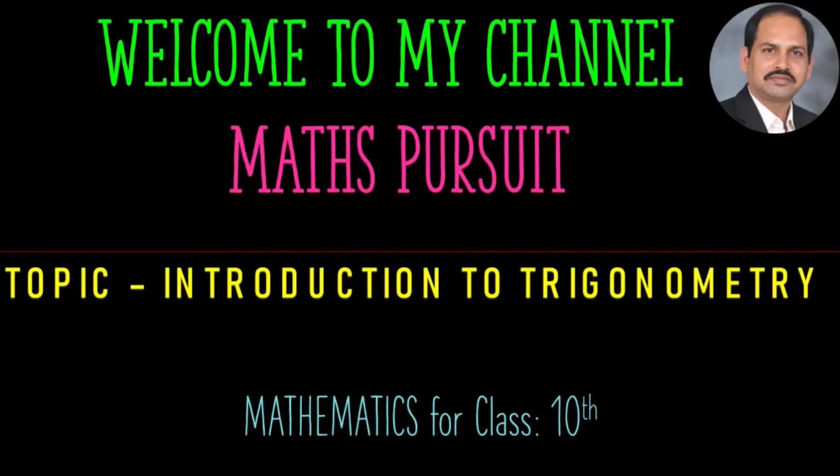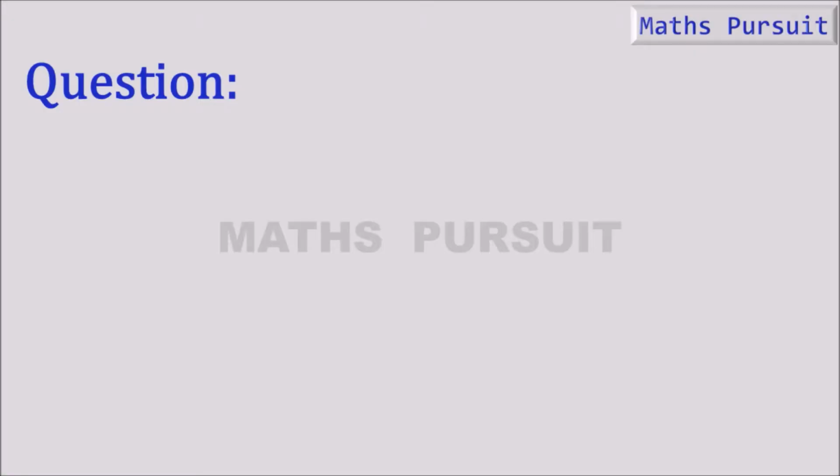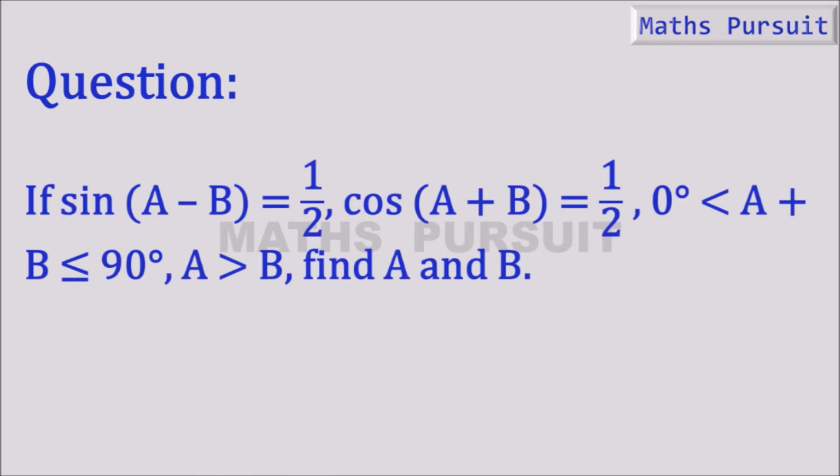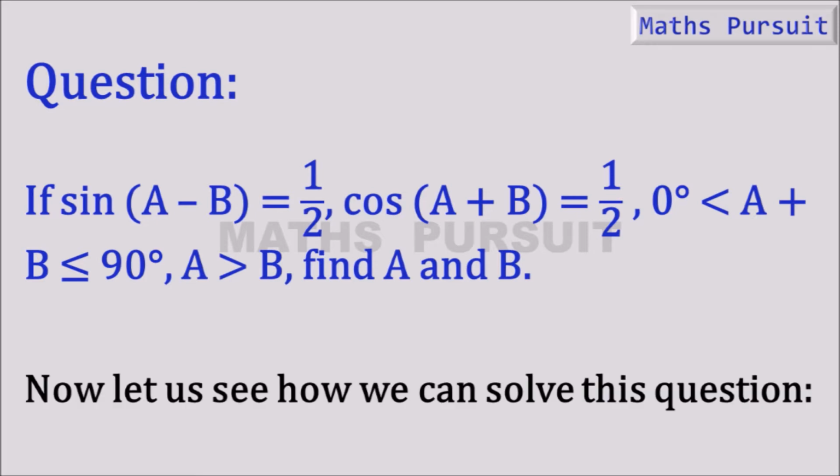Today under the topic Introduction to Trigonometry, let's see what exactly we have in the question. It is given that if sin(A − B) is equal to 1/2, cos(A + B) is equal to 1/2, where 0 degree is less than A + B less than or equal to 90 degree, A is greater than B, find A and B. Now let us see how we can solve this question.